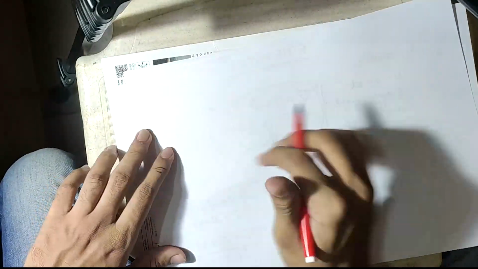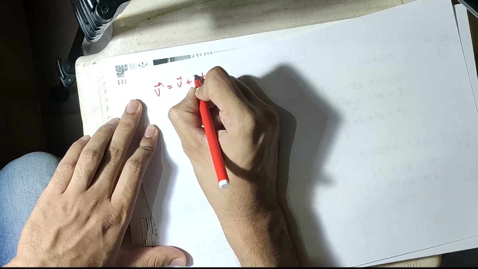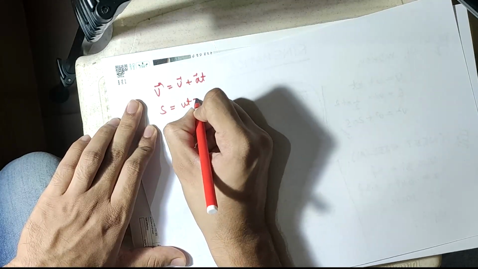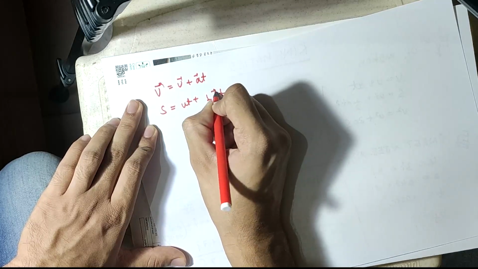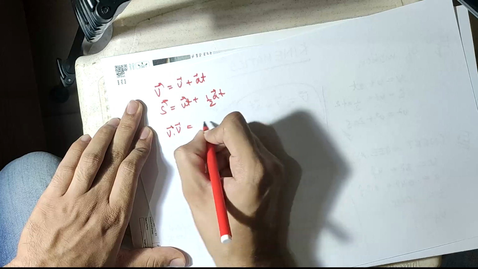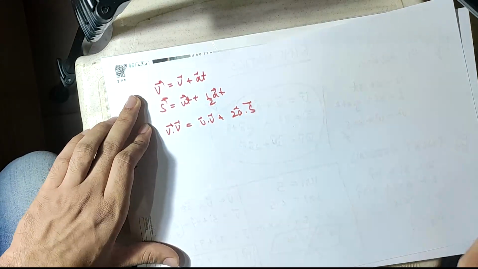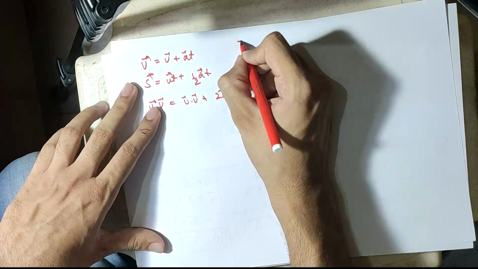The next concept of equation of motion. V is equal to U plus AT. S is equal to UT plus half AT square. And V dot V is equal to U dot U plus 2A dot S. Okay, so these are the equations of motion.